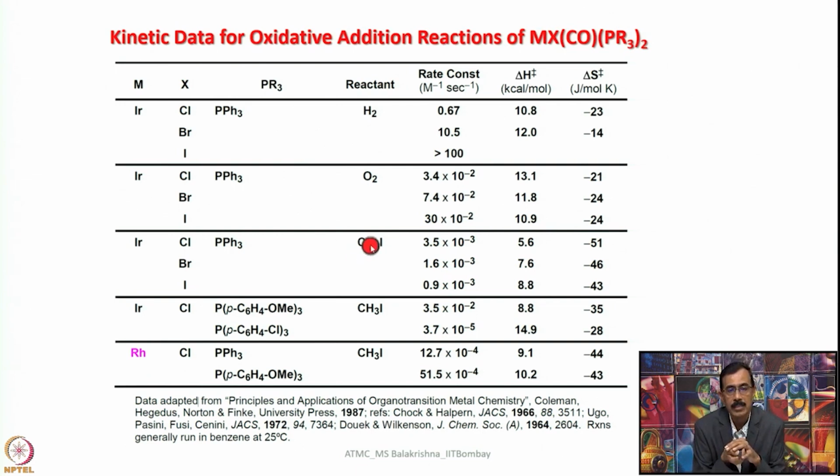When this CH3 comes as a carbocation and is added on to the iridium through the axial position targeting the dz square orbital, in that case what happens? Because iodine is relatively bulkier, it prevents the free access of dz square to the methyl cation. As a result, what happens in this case? The rate readily decreases with increasing size of the anion.